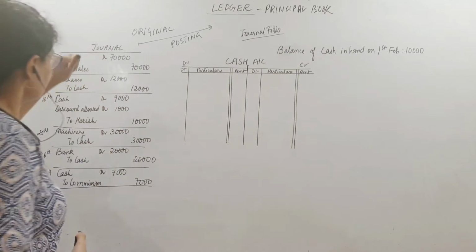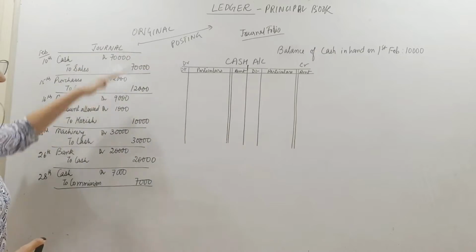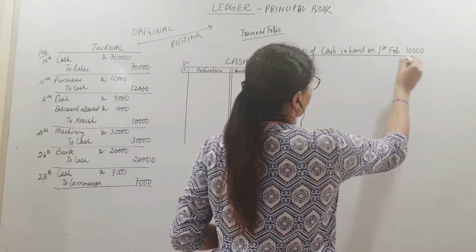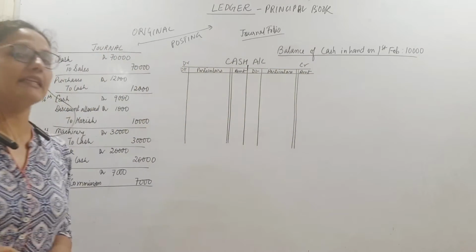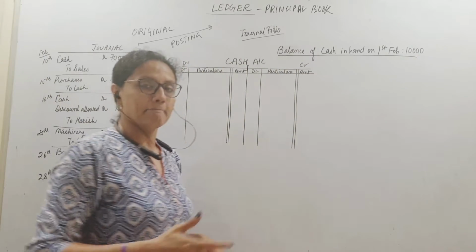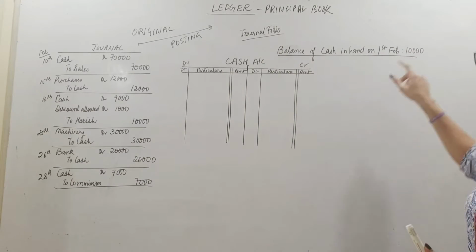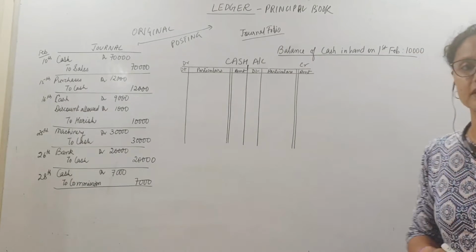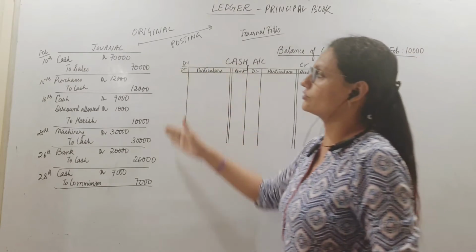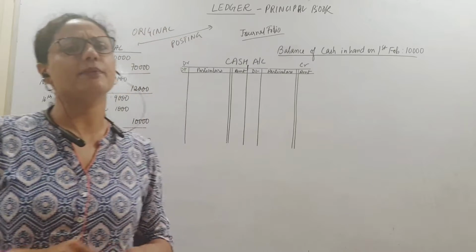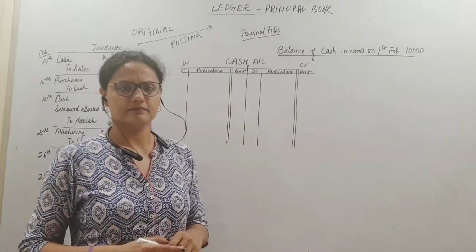Let us take this. Apart from these transactions, one more piece of additional information is given to you. Balance of cash in hand on 1st of February is 10,000. That means how much cash do I have on 1st of Feb? I already have this much before I start with the transactions of February. How do I show any particular balance in an account?